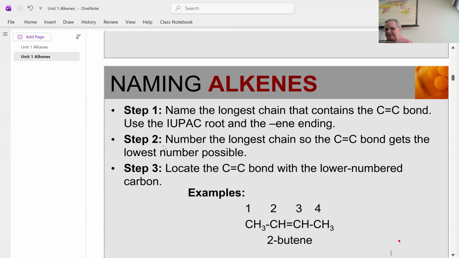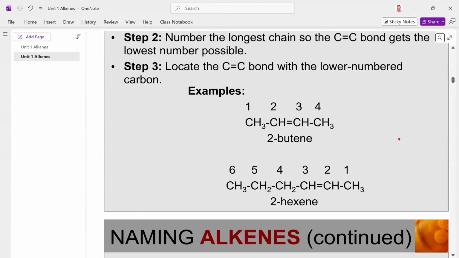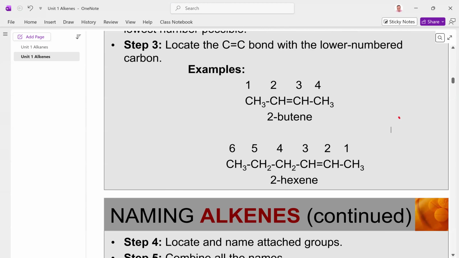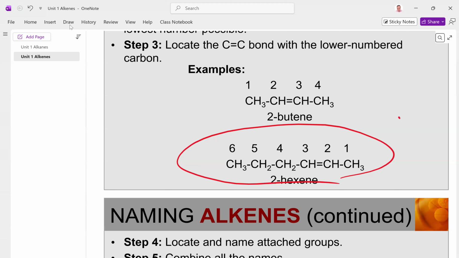Okay, let's talk about naming now. All right, so the functional group in an alkene is the double bond. The thing with the double bond, there are two carbons it attaches to. And you're only going to name one of them. Now, remember we talked about naming it two different ways? Let's look at this one here. This guy here.